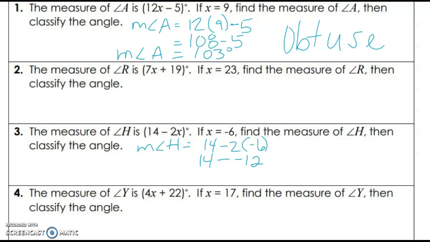Now we cannot have our double negative, so we're going to add the opposite sign. 14 plus 12 would give us 26 degrees. So the measure of angle H equals 26 degrees. This would mean, if we classify it, that it is an acute angle.